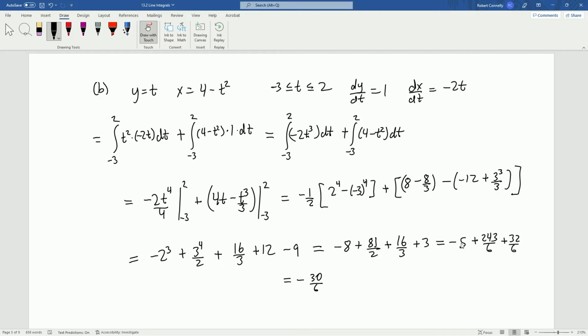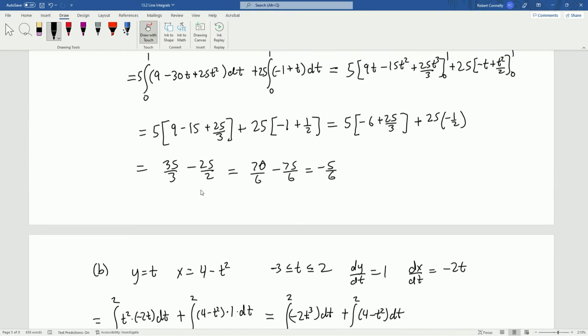Okay, so now we've got negative 5 is negative 30 over 6. These two added is going to give me 275 over 6. Okay, altogether that leaves me with 245 over 6, barring any silly mistakes, which could happen. Okay, well, what's the big thing to notice here?